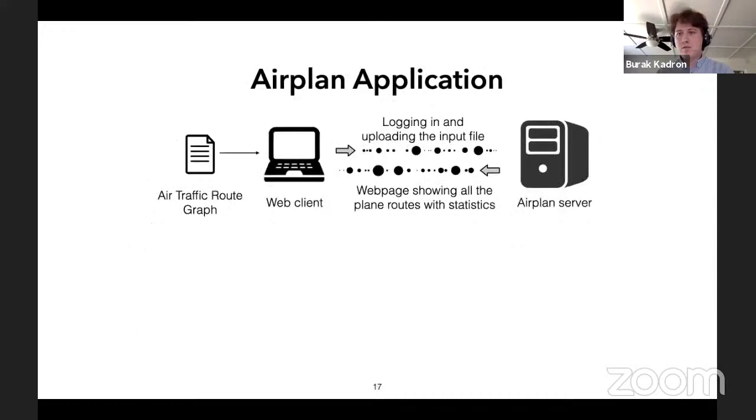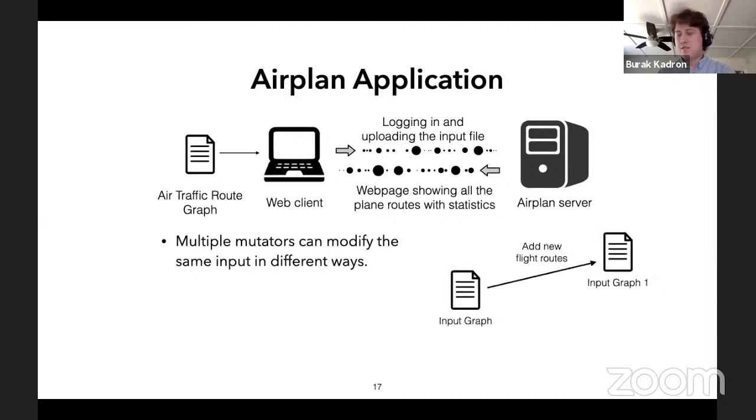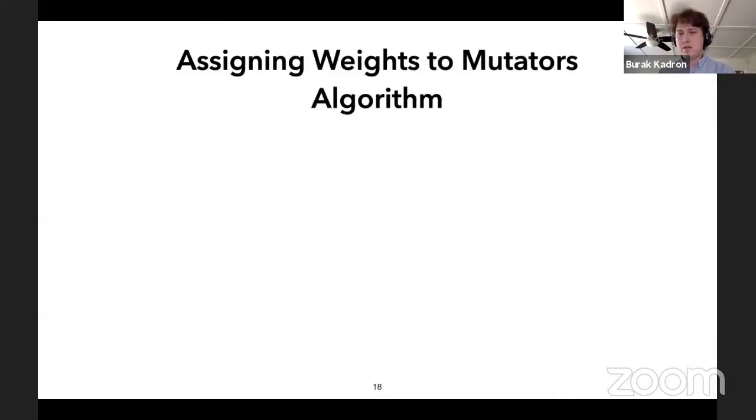So to motivate the weights, let's think of an application. This is an application from one of our benchmarks, where the user uploads an air traffic route graph, and this application returns a web page showing all the plane routes with statistics such as the daily cost of running all those airplanes. And with multiple mutators, you can modify the same route graph in different ways, such as a mutator that adds new flight routes, or a mutator that changes the airport names. And we need to find mutators that change the input fields that affect either the observables or the secrets to gain new insight on the program behavior.